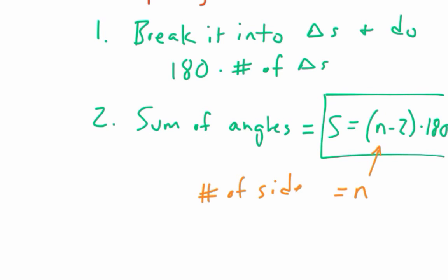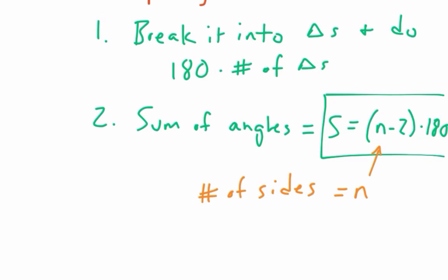So the example we did, we had a 6-sided object, and then we were able to break it up into 4 triangles. So we did 4 times 180. If we had done an 8-sided object, if we'd done an octagon, you'd be able to get 6 triangles in there. So it's 6 times 180. So it's really kind of either way. If you can remember that equation, that'll make things a little faster.